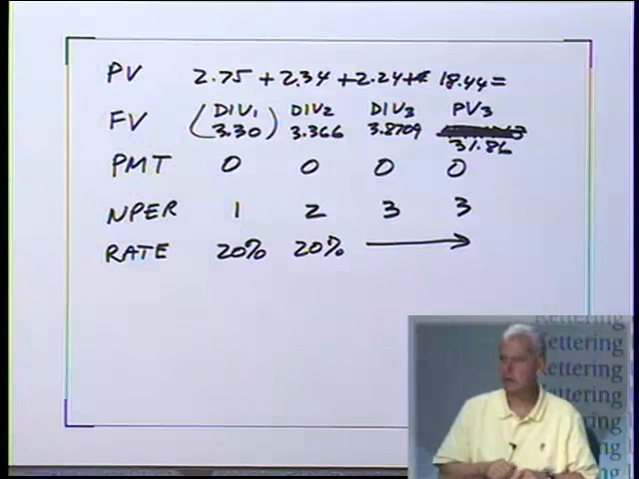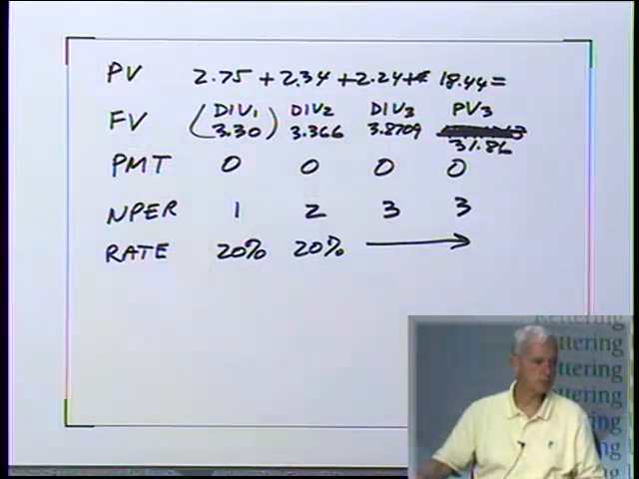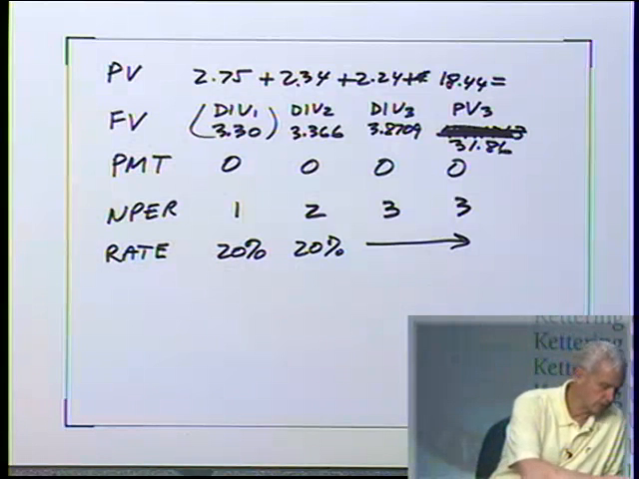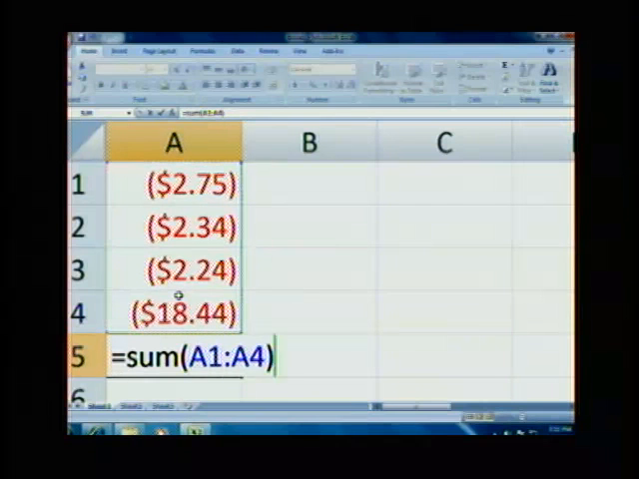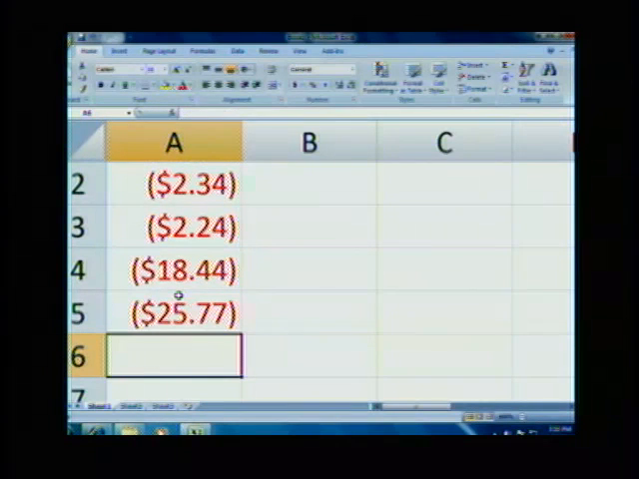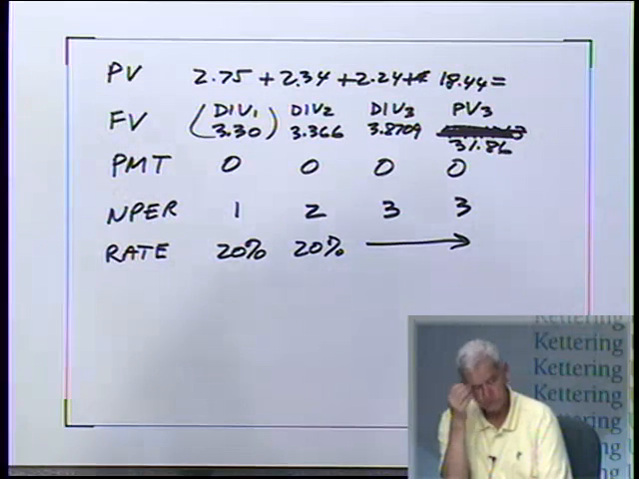Now, if you're doing it in Excel, it's even faster, because in Excel we'll go equals the sum, and then we'll click on these 4 cells and close the parentheses and tell it to find out what the answer is. Is that the right answer? $25.77. So that's what that share of stock is worth.